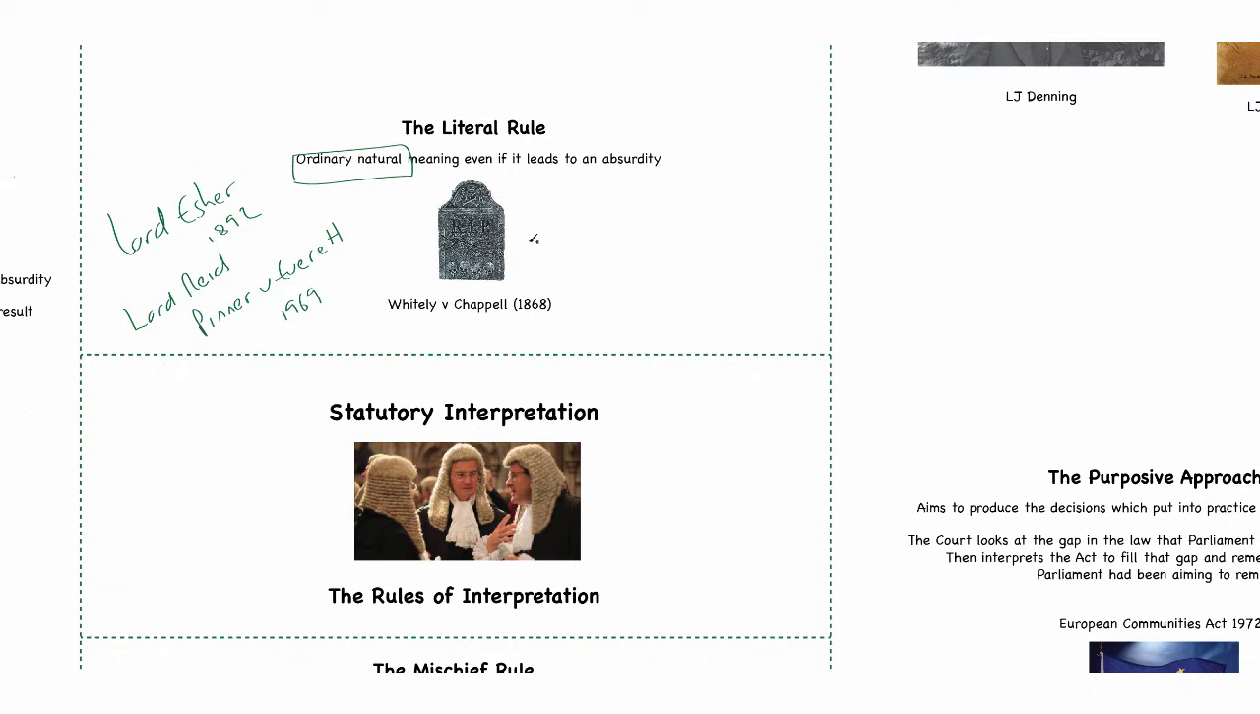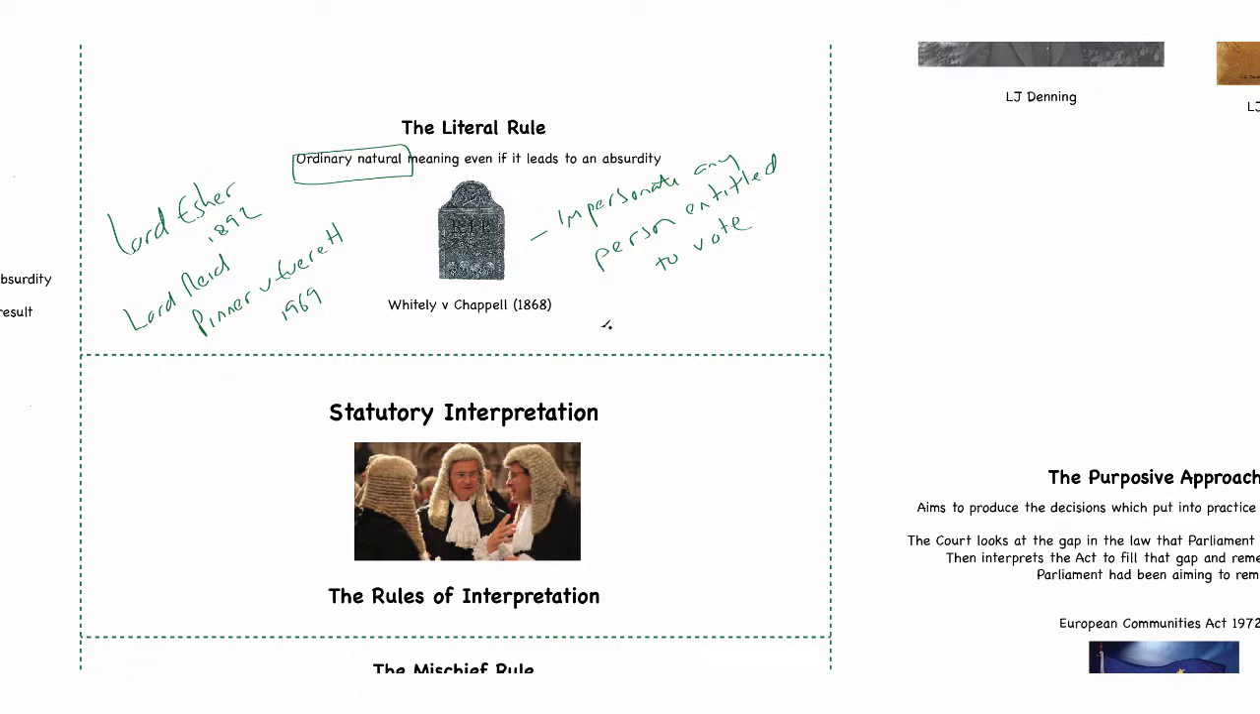A good example of this is Whiteley versus Chappell. Now, I appreciate this is an old case, 1868, but in Whiteley versus Chappell, the statute made it an offence to impersonate any person entitled to vote. So let's write that down. Impersonate any person entitled to vote.